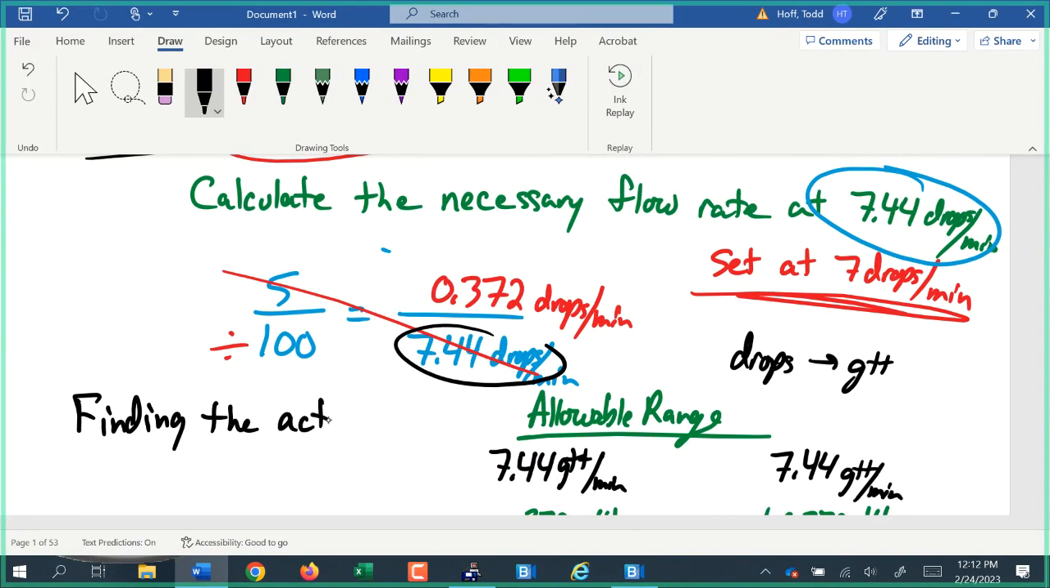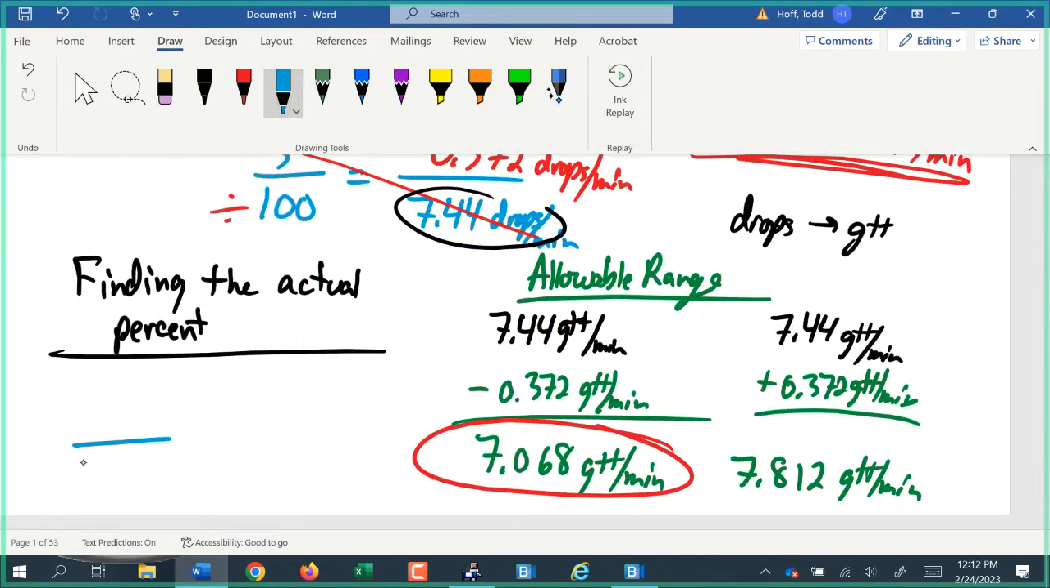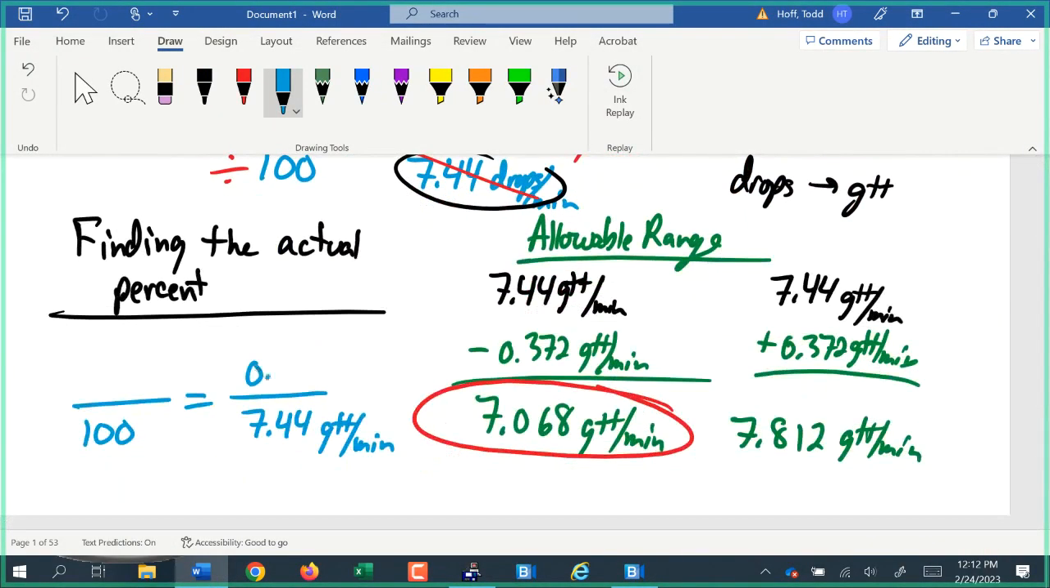We're finding the actual percent rather than just comparing it to the acceptable amount of 5%. To do that, blank over 100 would be our percent. Our base amount is the 7.44 drops per minute. The amount that we've rounded, we've gone from 7.44 to 7, so we subtract that as 0.44 drops per minute. So this is 7.44 minus 7 to get that.